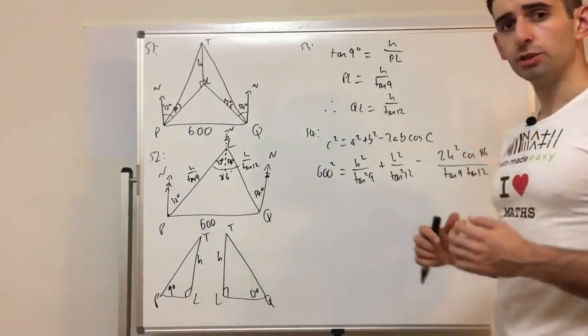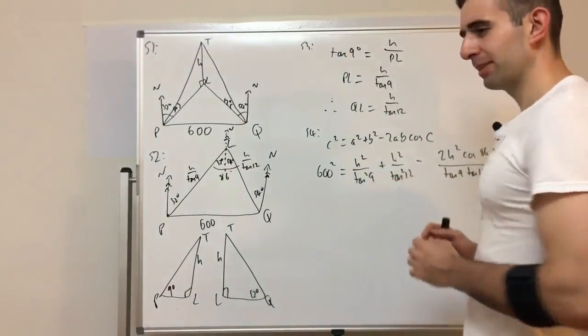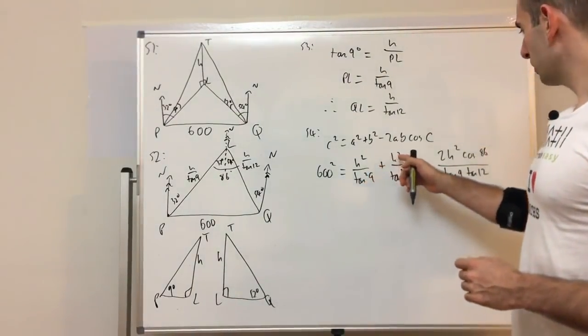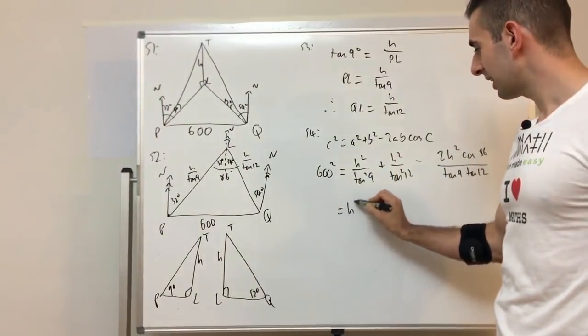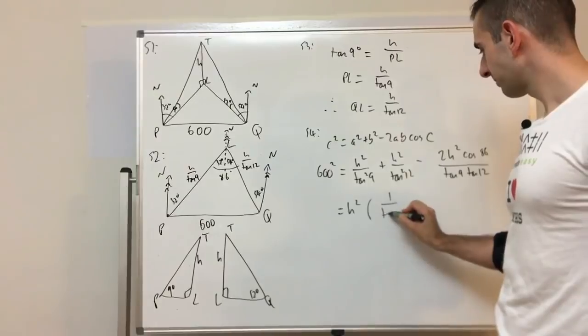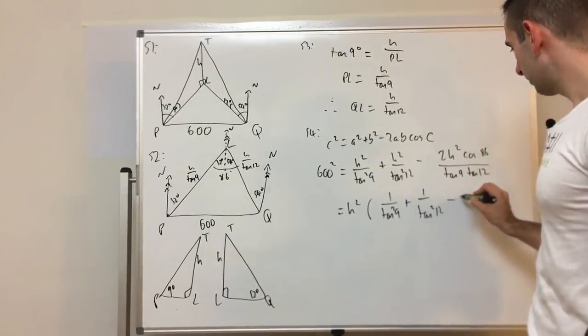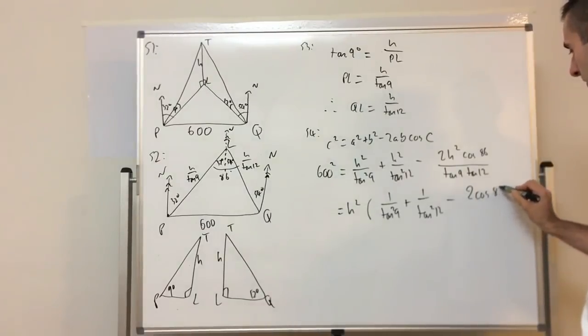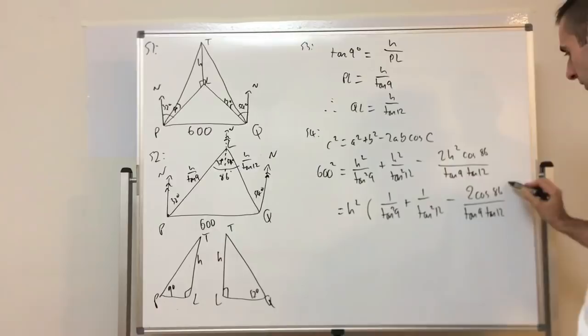And now this is an equation where we need to solve for h. And the question says show h is approximately 79 meters. So what you'll notice is each of these has a h squared, which means I can factorize that out. 1 on tan squared 9 plus 1 on tan squared 12 minus 2 cos 86 on tan 9 tan 12.